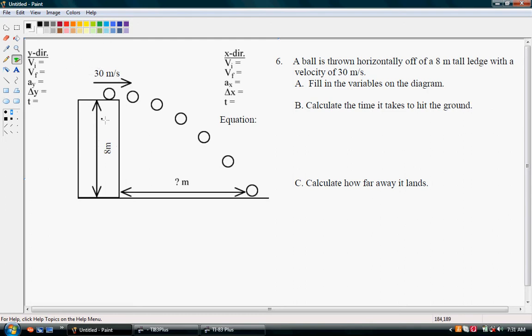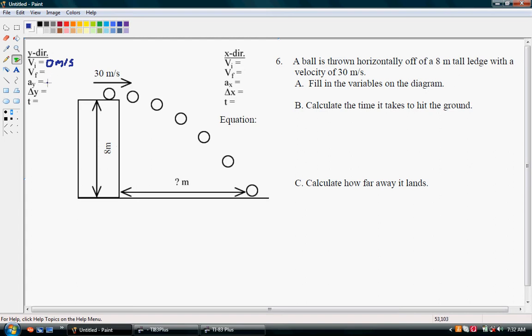If you look at the object right here initially, it's still on this 8-meter tall ledge. So it's not going up or down yet. Its y direction velocity is 0. So we're going to write 0 meters per second. We actually don't know what the final velocity is because this 30 meters per second is in the x direction. Although we know the acceleration due to gravity, we can't figure out the final velocity without doing an equation.